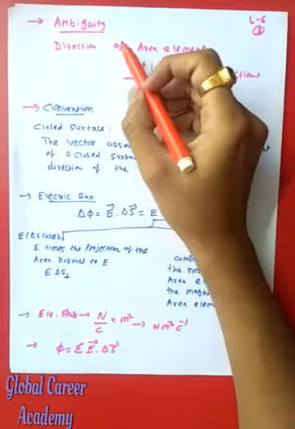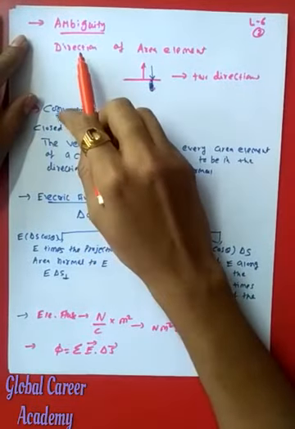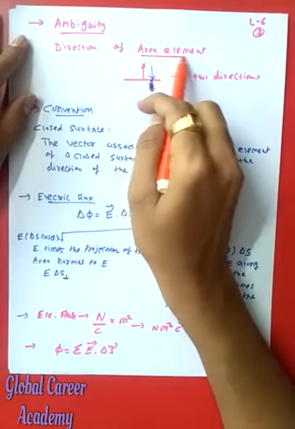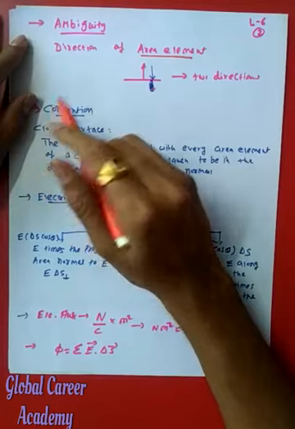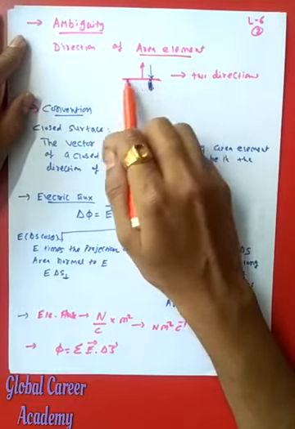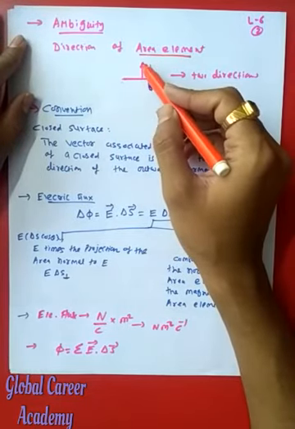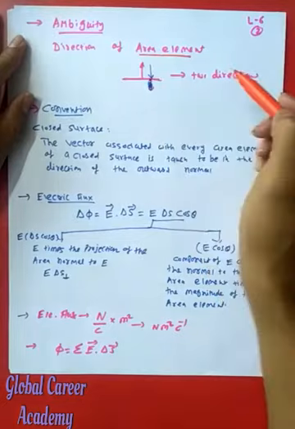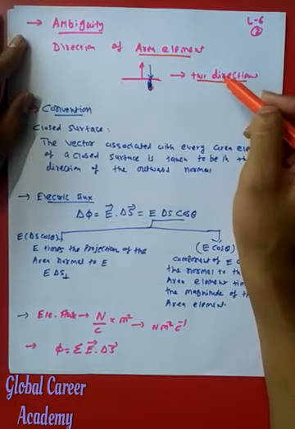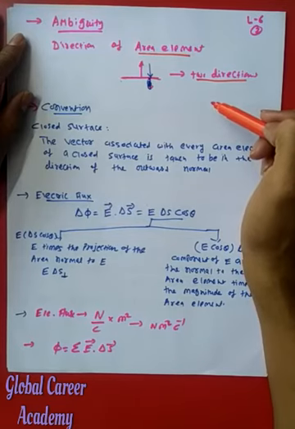So there is one ambiguity. If we consider an area element, then what direction can we take? See, we have two options. Let us consider that again. This is a plane. Okay, so we can take one direction which is upward, and the second direction is downward. So there are two directions. So the question is which direction we should take along the field lines.